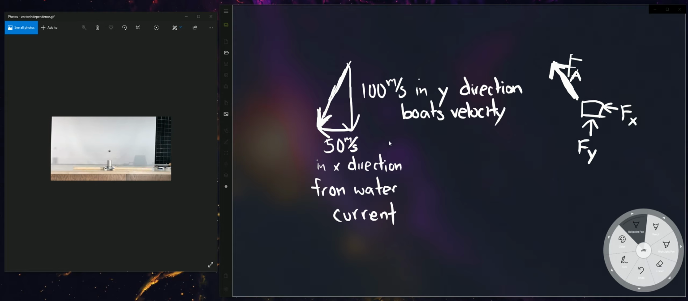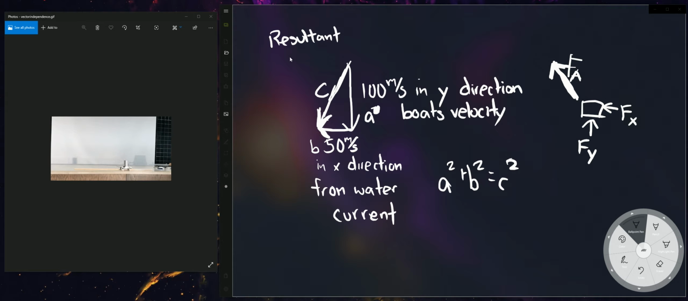And so that is vector independence. The x and y vectors cannot mix. So how do we solve this? We use the Pythagorean theorem: a squared plus b squared is c squared. That's how you solve for the side right there, that total resultant vector.